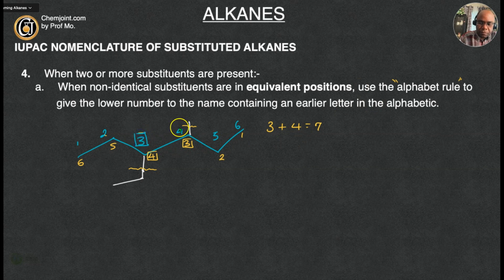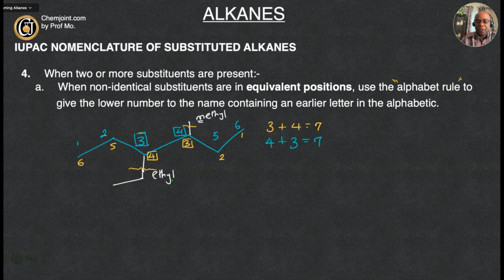Also, for this bluish color, I have something at 4 where the 3 was and at 3 where the 4 was. See how both of them are 7? I cannot choose any of these. So when that happens, you want to use the alphabet rule, paying attention to the first letter of the substituent.